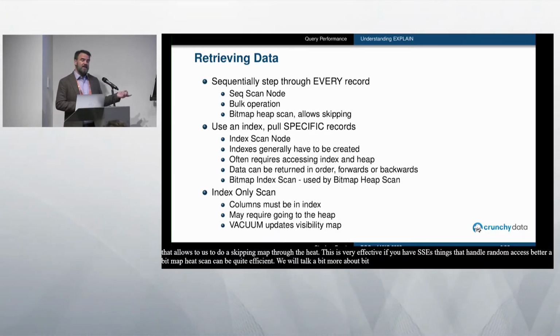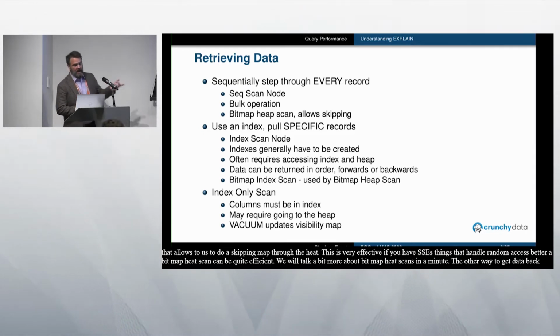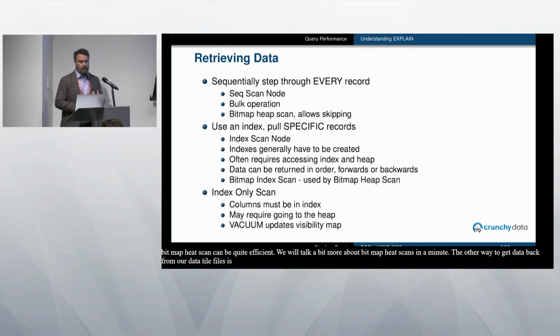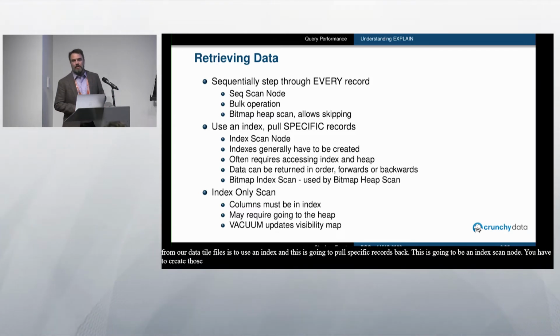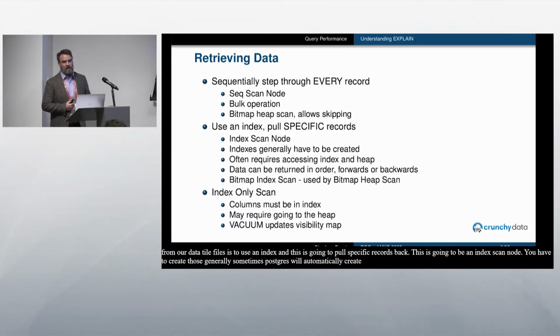The other way to get data back from our data files is to use an index, right? And using an index is going to pull specific records back. This is going to be an index scan node. Now, you clearly have to create those indexes generally. Sometimes Postgres will automatically create them for you. If you do something like define a primary key, we will automatically create an index for that. Otherwise, you're probably going to need to create your own.